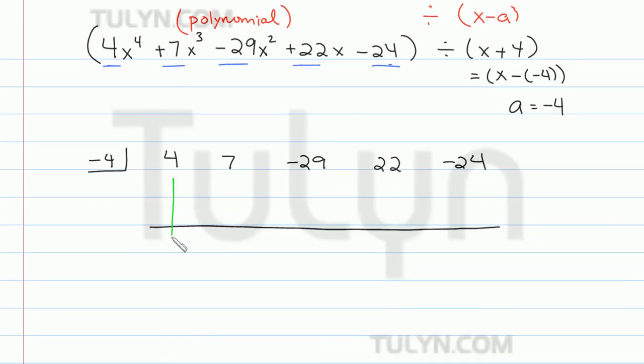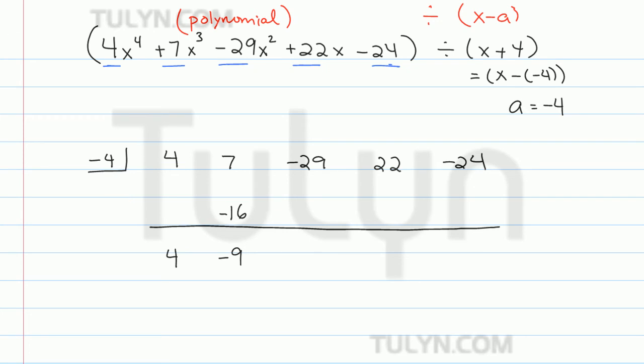So the first thing we do is drop down the leading term and rewrite it down here. So we have 4. Then the next thing is we want to multiply this value in this box by this 4 and write it down in this spot here under the 7. So 4 times negative 4 is going to give us negative 16. And so now we want to add the values in this column. So 7 plus negative 16 is going to give us negative 9.